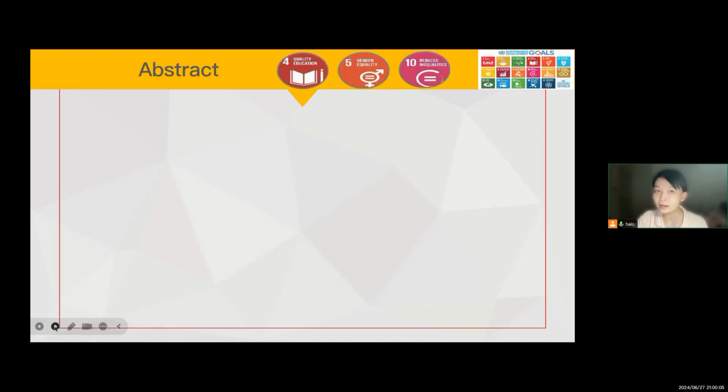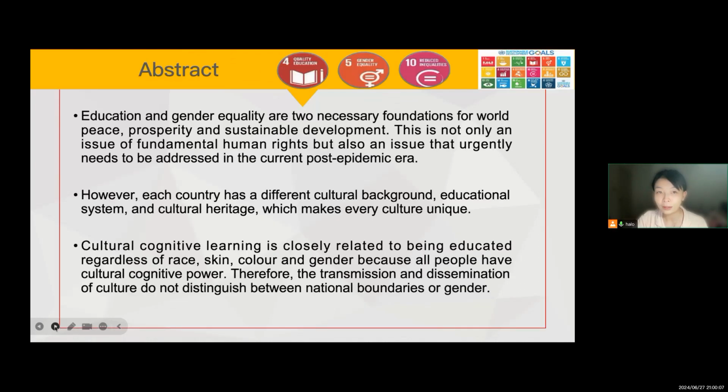And for this study, this abstract is talking about education and gender equality. That is two necessary foundations for peace, prosperity, and sustainable development. This is not only an issue of fundamental human rights, but also an issue of an urgent need to be addressed in the current post-epidemic era.